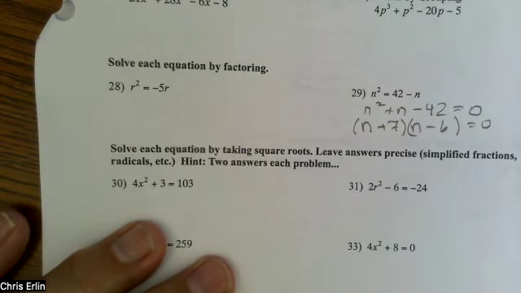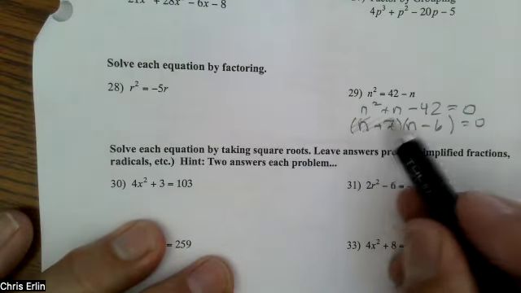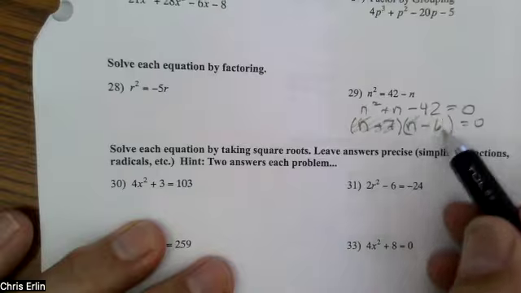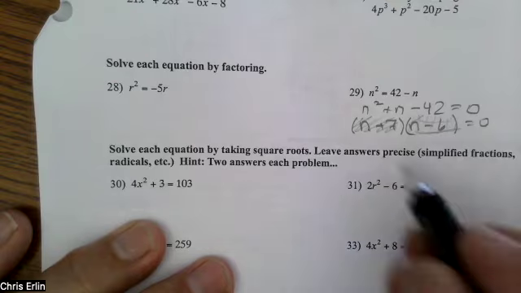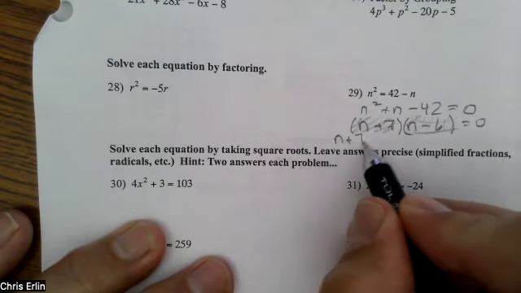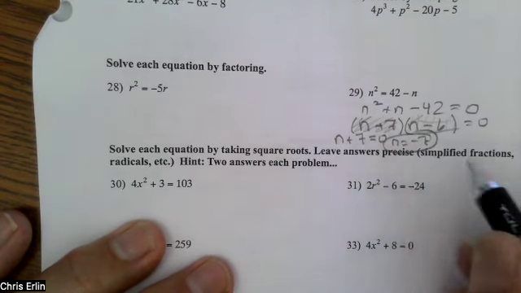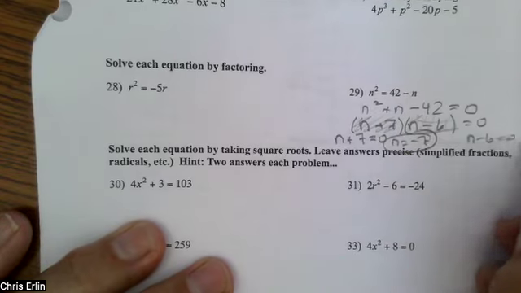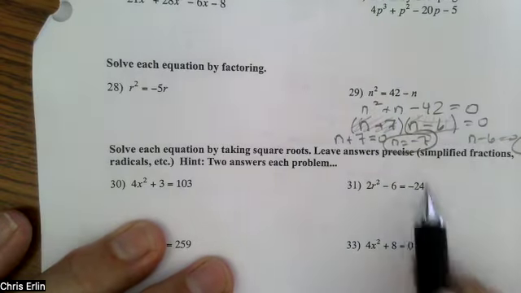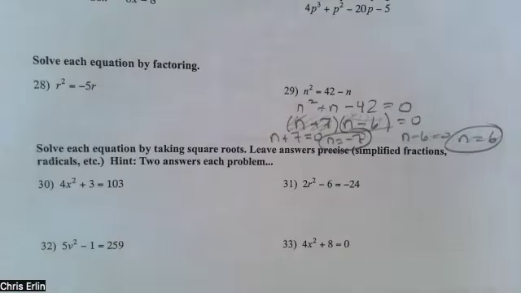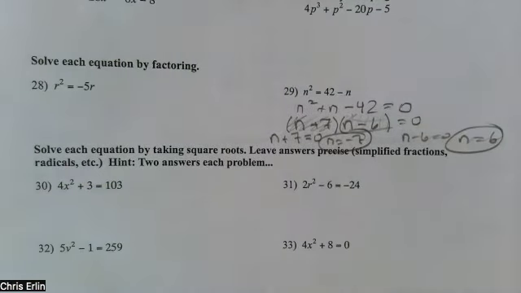And now I'm going to apply the zero product property. What does that say? If I got this thing times this thing equaling 0, one of them has to be 0. So n plus 7 equals 0, so n is negative 7. Or n minus 6 equals 0, so n is equal to positive 6. That's how I'll find both my answers. We did a little bit of that last class, right?